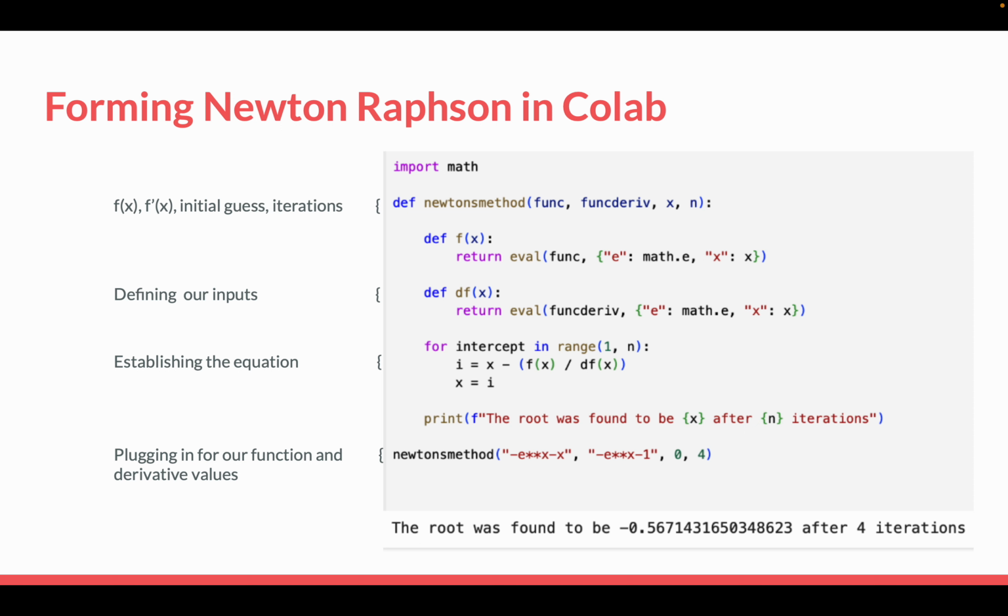In this example, I defined math e for the function as well as the derivative's function. Following this, I defined the equation of our root, which is equal to our initial guess minus the function over its derivative. I then printed the root with the number of iterations and plugged in my values for Newton's method definition, the initial guess from the book, and took 4 iterations. Here we got 0.56714, just like we got in the book.